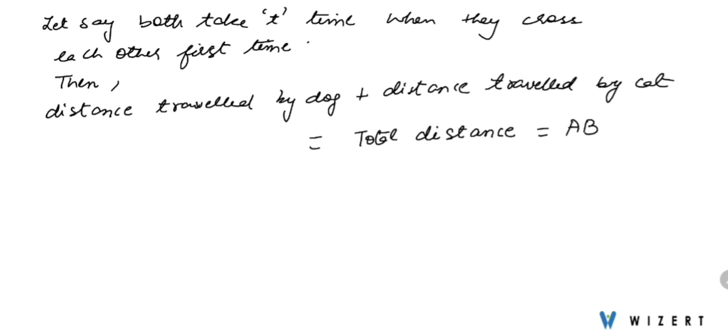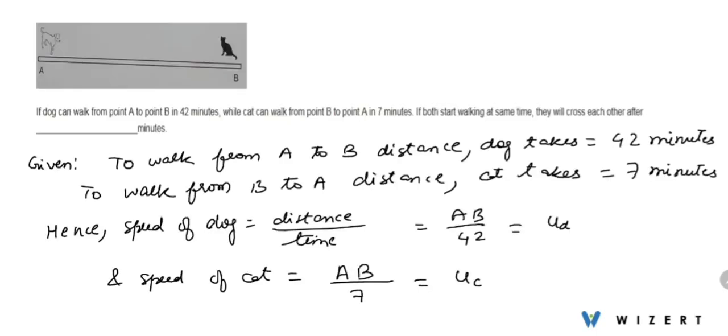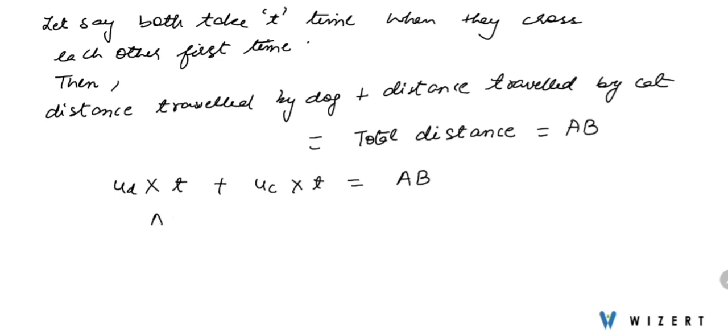Now let us write the distance. We know that distance can be written as speed multiplied by time. So the speed of the dog was UD and T time we have assumed. Similarly the speed of the cat is UC and T time, since at the same time they will cross each other. Now this is equal to AB. Now UD and UC we have calculated here in terms of AB, so let us substitute that. AB by 42 multiplied by T plus AB by 7 multiplied by T, which is equal to AB.